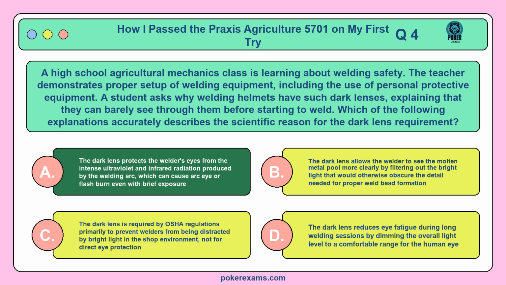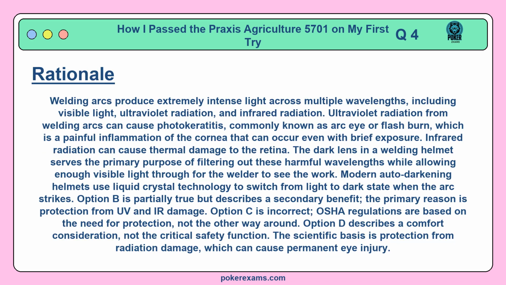The correct answer is A. Welding arcs produce extremely intense light across multiple wavelengths, including visible light, ultraviolet radiation, and infrared radiation. Ultraviolet radiation from welding arcs can cause photokeratitis, commonly known as arc eye or flash burn, which is a painful inflammation of the cornea that can occur even with brief exposure. Infrared radiation can cause thermal damage to the retina.